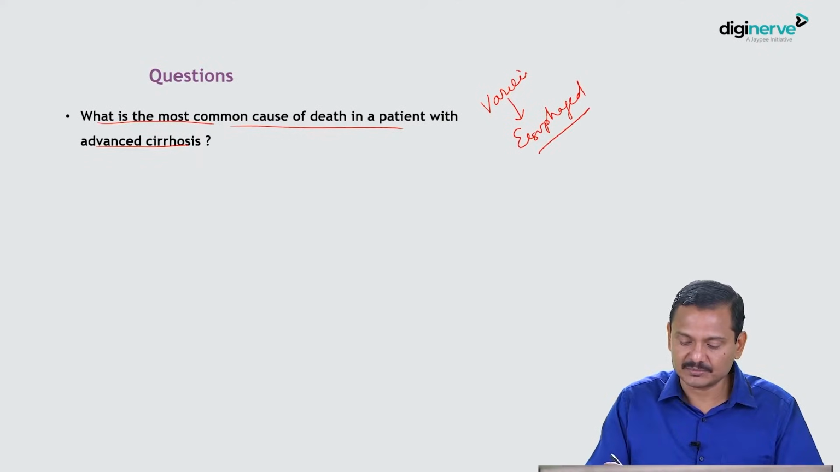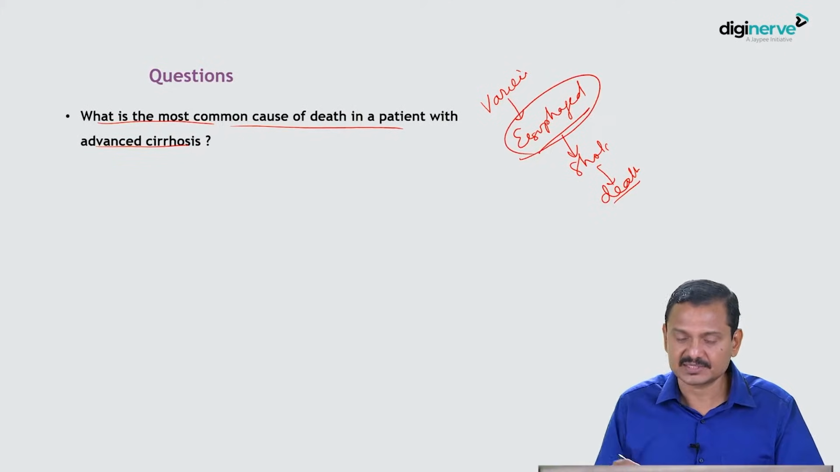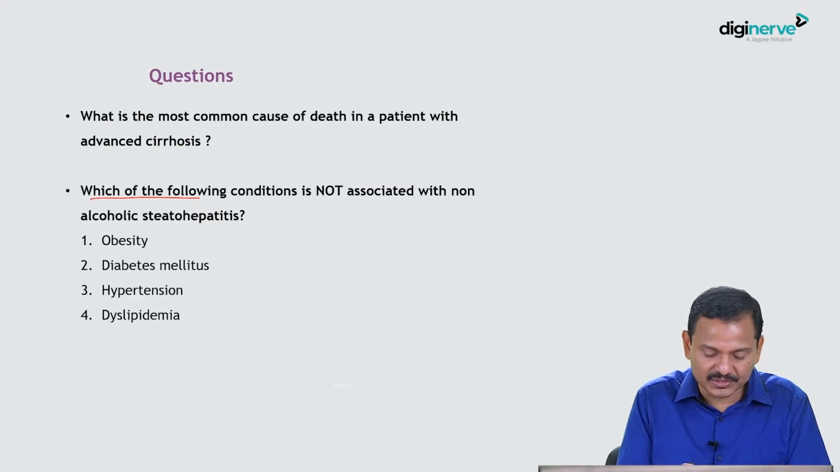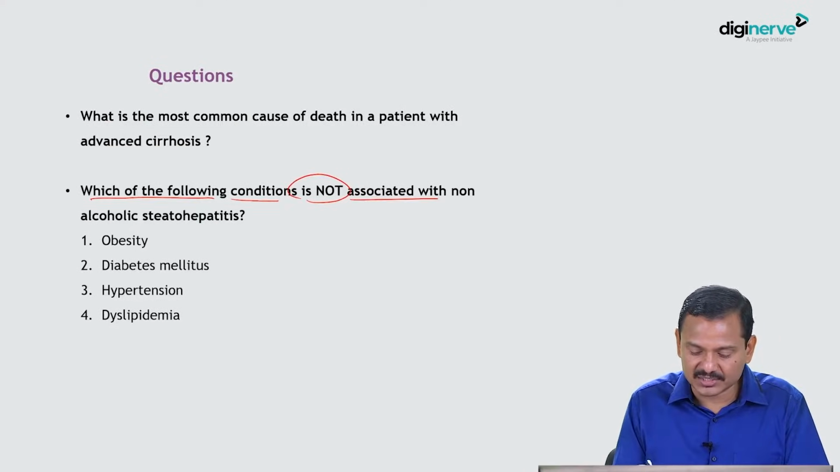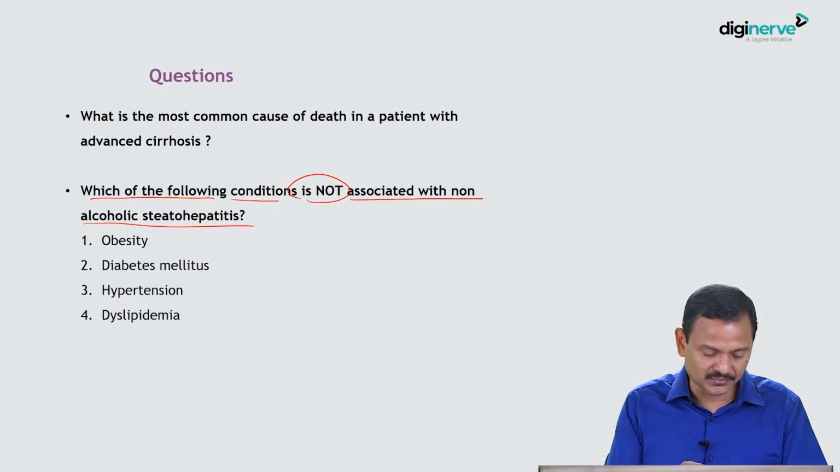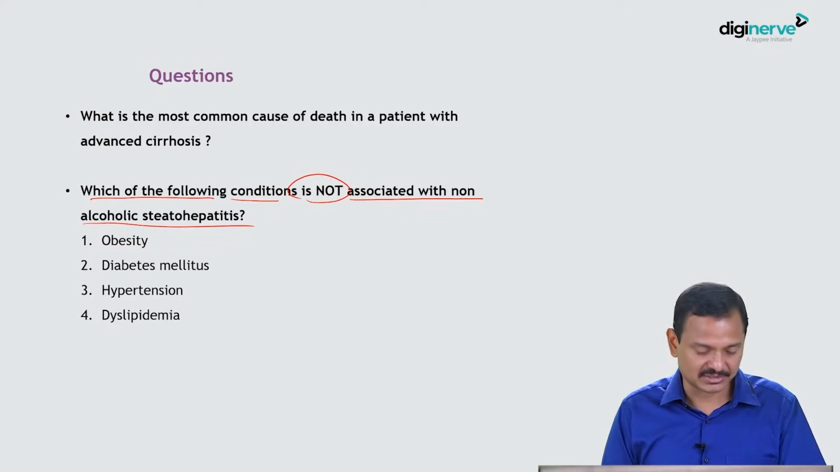Okay, esophageal bleed will lead to shock, and this shock will lead to death. So esophageal varices is an emergency condition. The next question: which of the following conditions is not associated with non-alcoholic steatohepatitis? So which is not a feature of NASH?